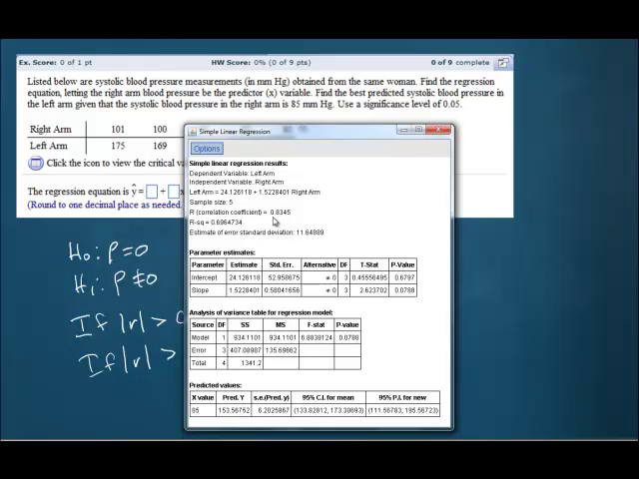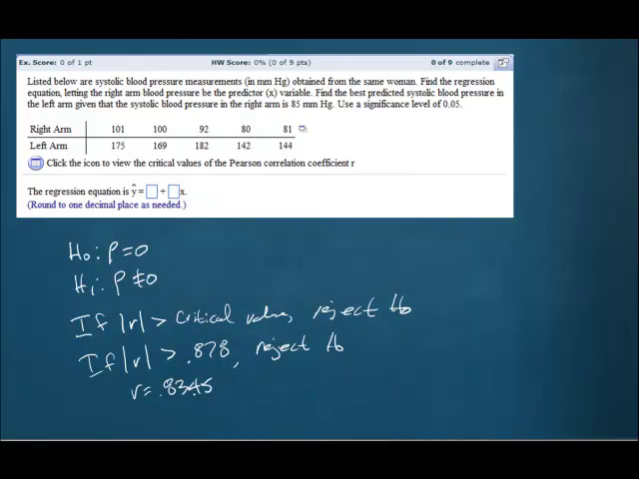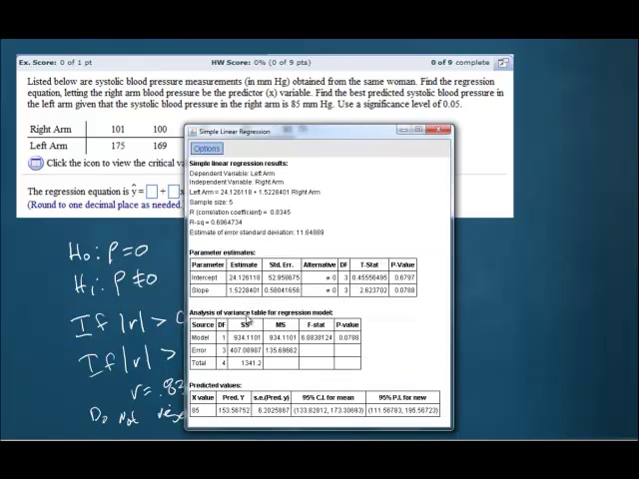R from StatCrunch gave us 0.8345. Now comparing that to this value 0.878, we would find that this is less. So our conclusion will be, do not reject the null hypothesis. Now in that case then, we can't use the value that was predicted by StatCrunch. When we put that 85 in there, it spit us back out here 153.6 as a predicted value of Y.